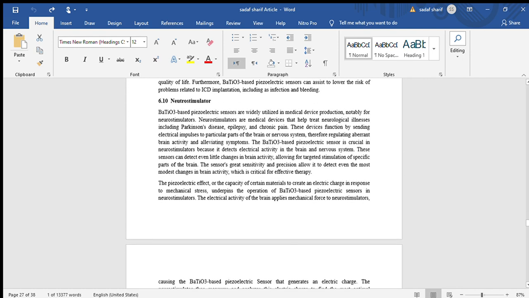Barium titanate based piezoelectric sensors are widely utilized in medical device production, notably for neurotransmitters.